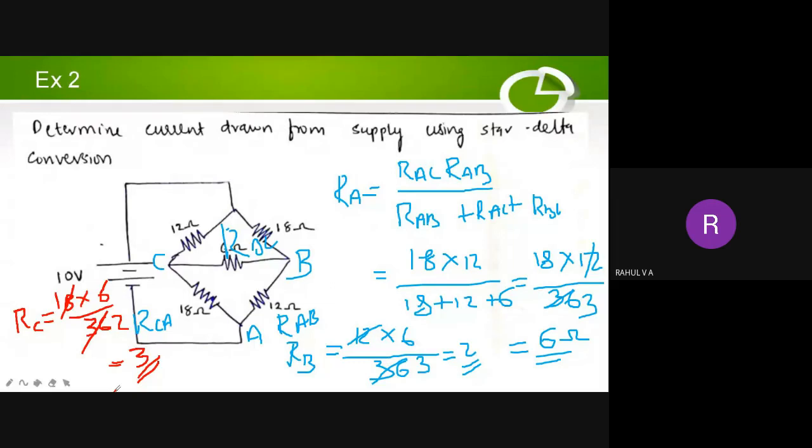So did you all get this value? Yes. Okay, let us check whether the values we got are correct or not. So they also got 6 ohm, 3 ohm, and 2.